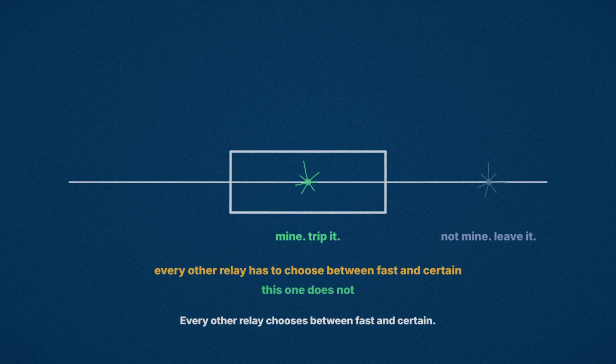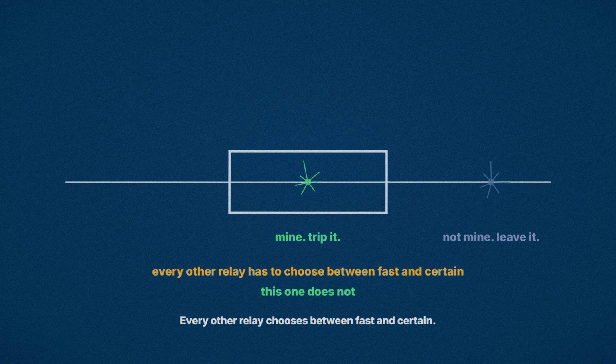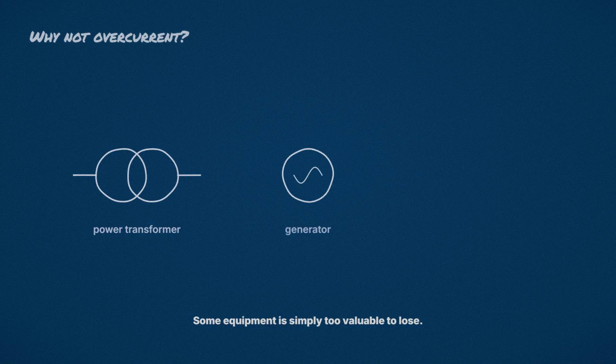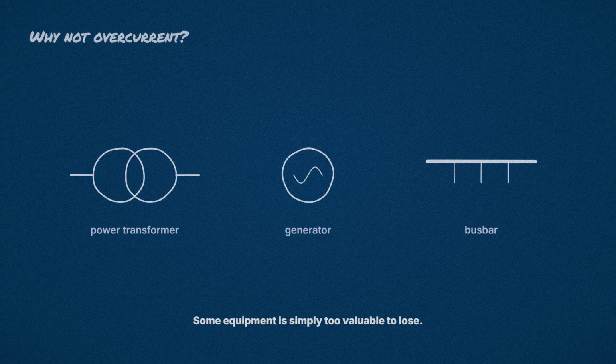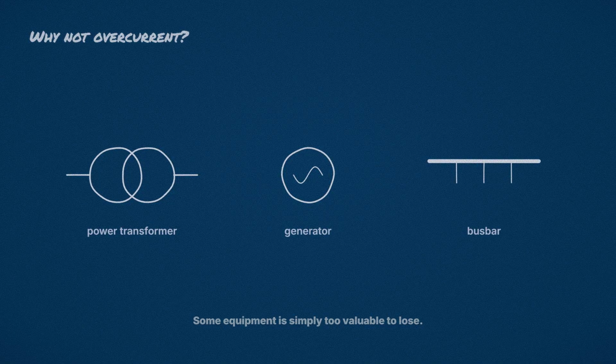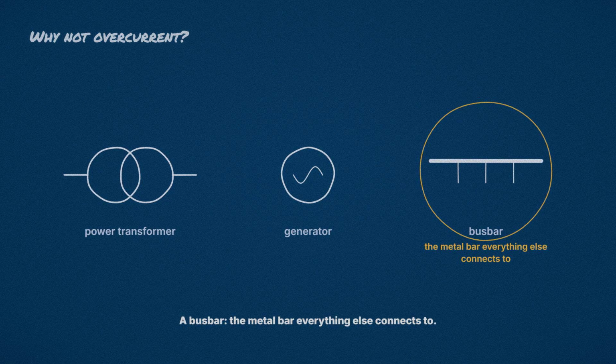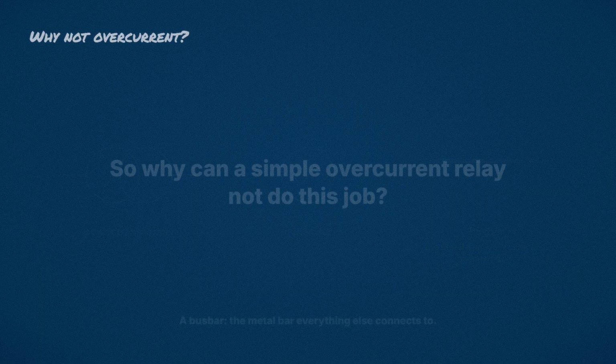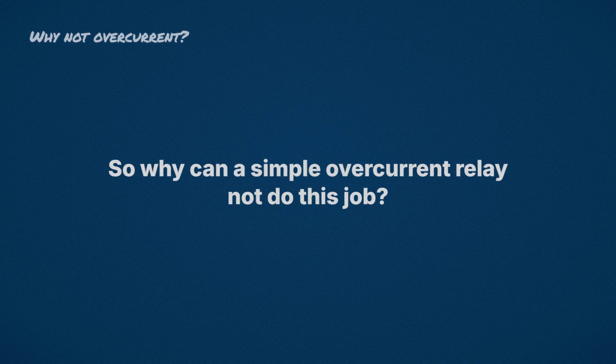Every other relay has to choose between fast and certain. This one does not. Some equipment is simply too valuable to lose. A large power transformer, a generator, or a substation bus bar, which is the metal bar that everything else in a substation connects to. So why can a simple overcurrent relay not do this job well?